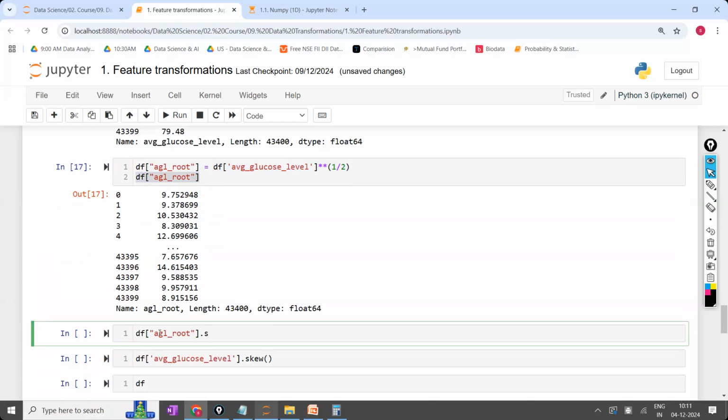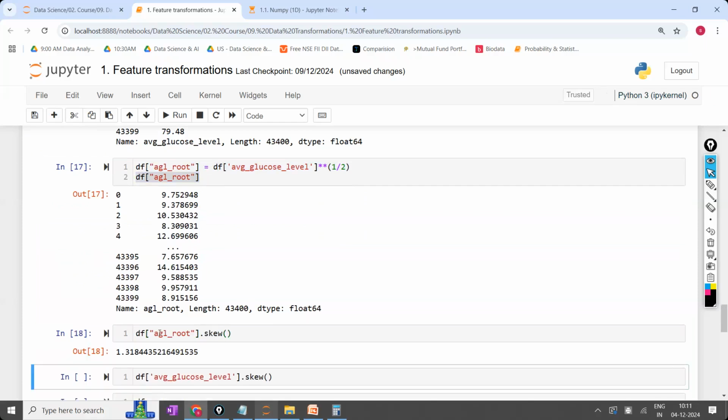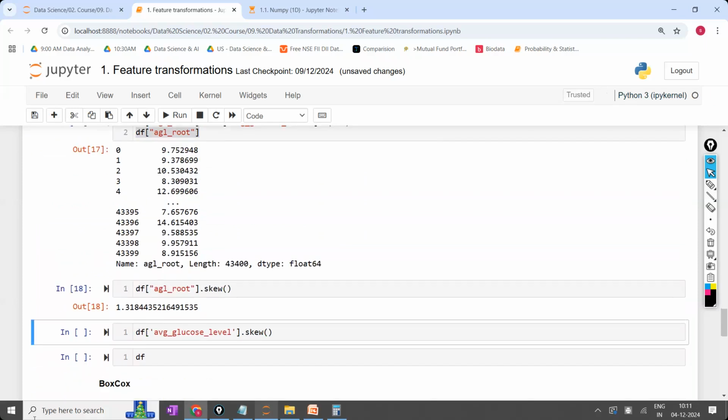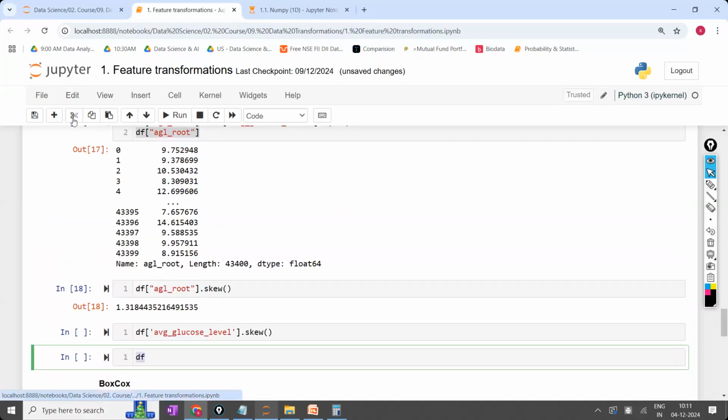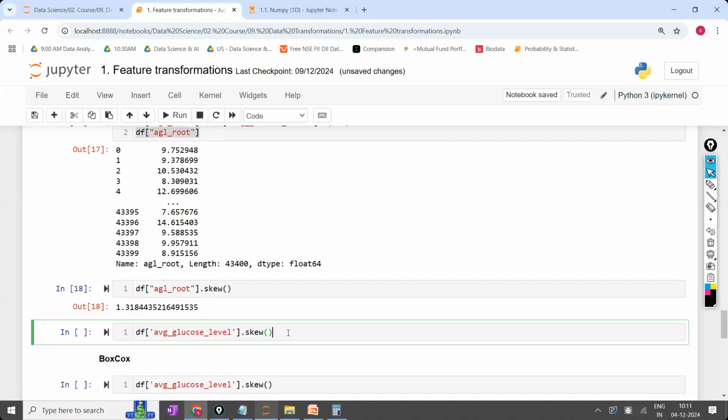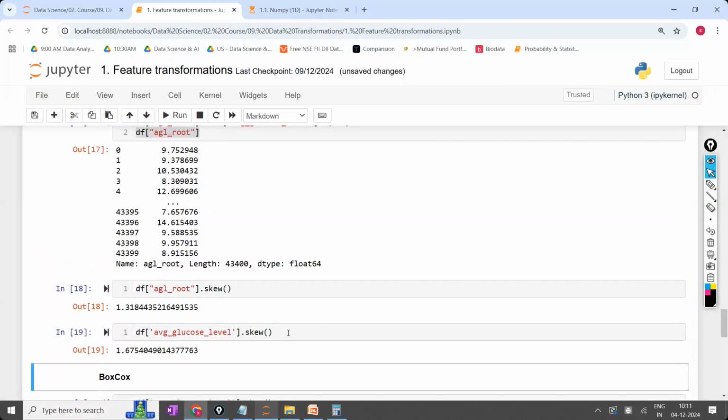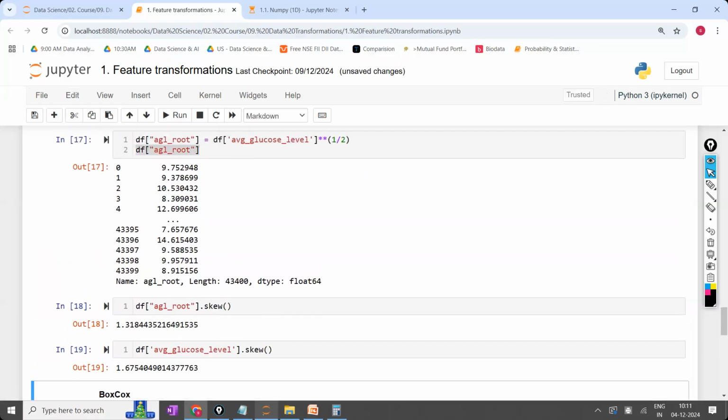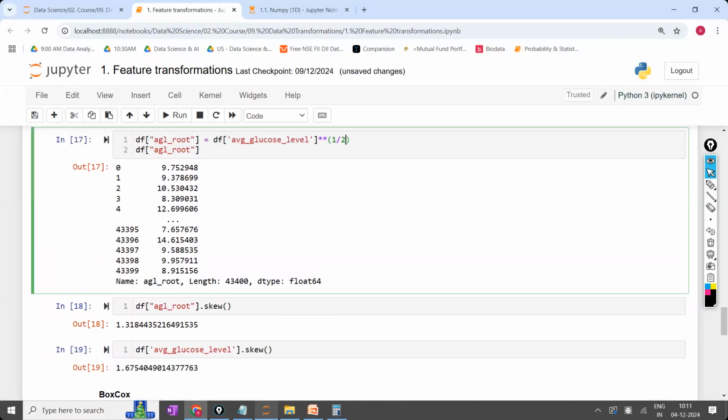Dot skew. What is the skewness value? 1.31. Now, what is the original one? The original one is 1.67. I have got 1.67 to 1.31, okay, fine. But has it decreased enough? Is it normally distributed? No. Square root is not working, so try 3.